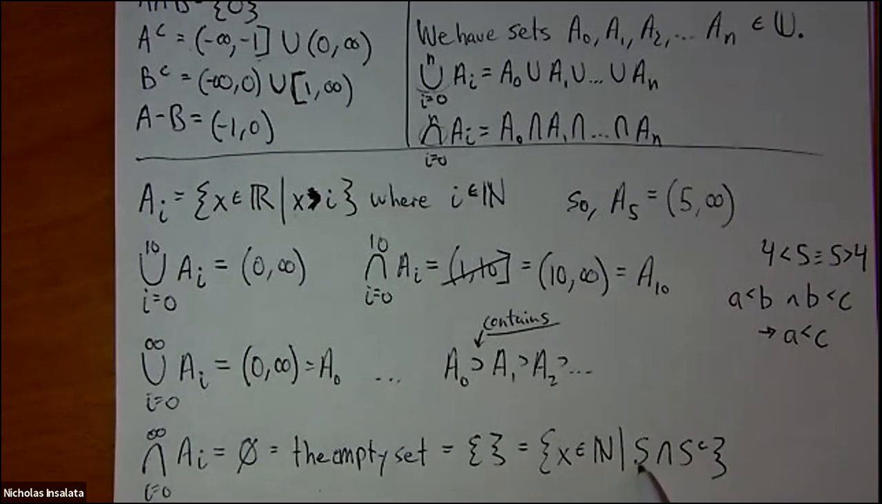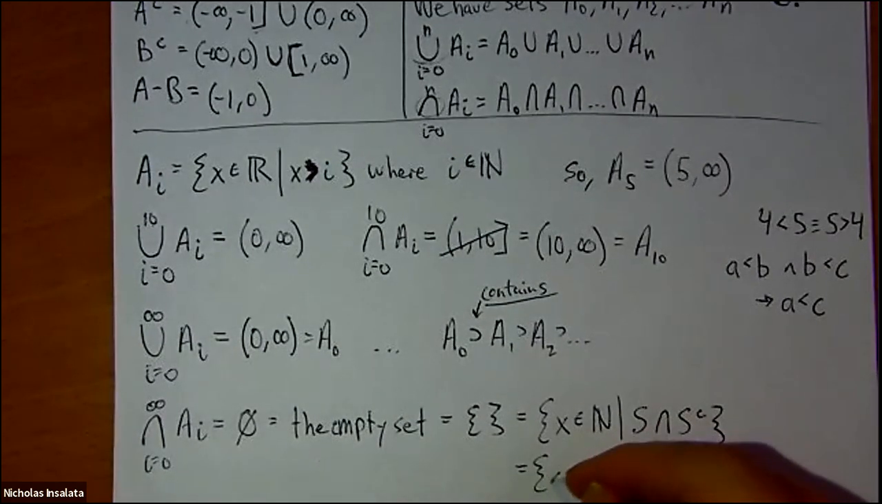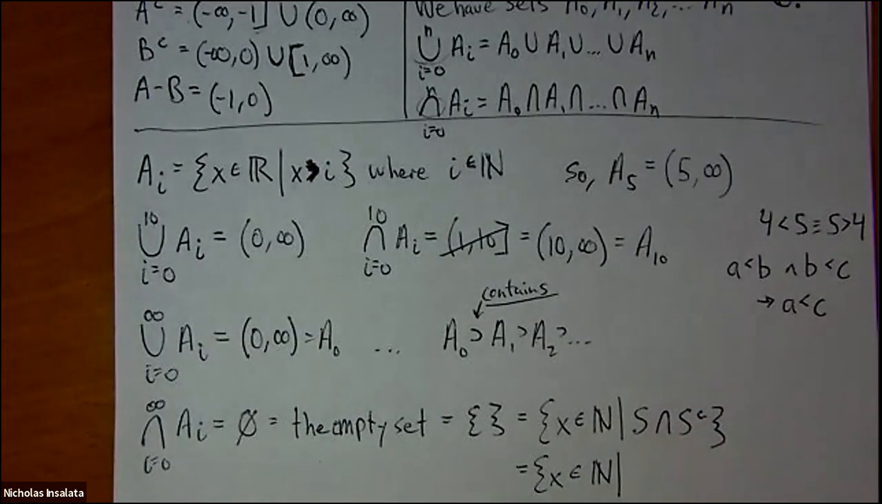No number can be in a set and the complement of that set, right? Because the complement's all the other stuff. No X can be in both, so that must be the empty set because nothing can be in a set as well as in its complement. Cool. How about another example? Can you give me another example of set builder notation which would give me the empty set? So that was a great first example.